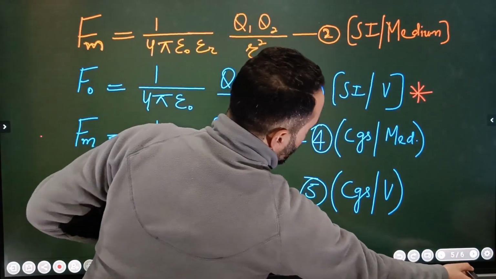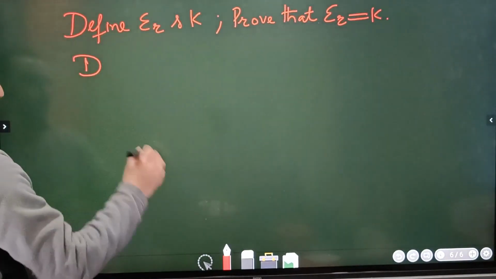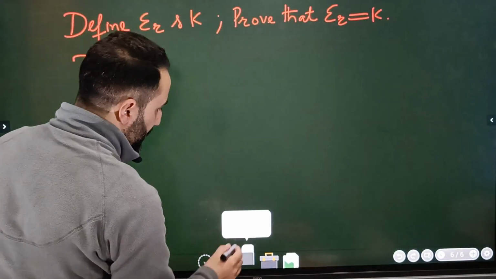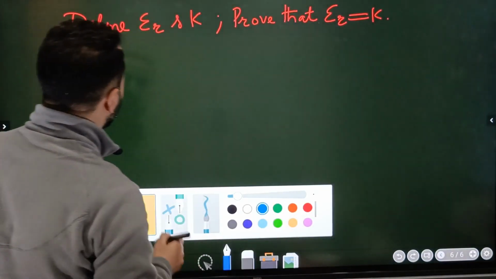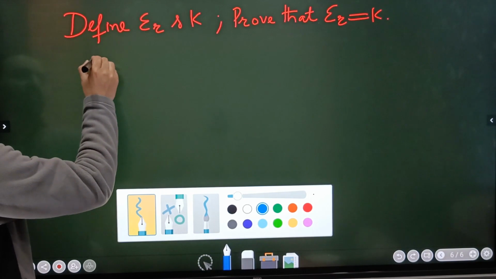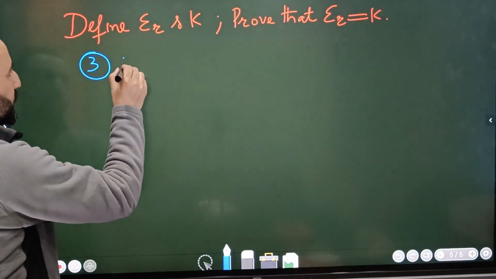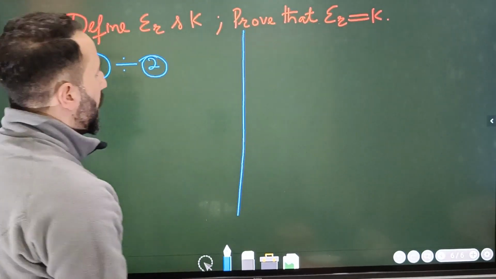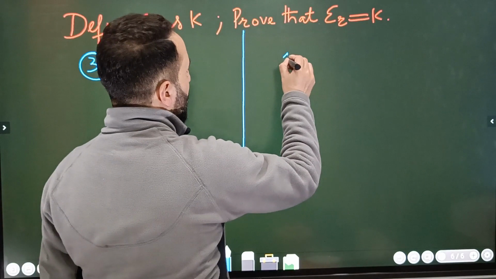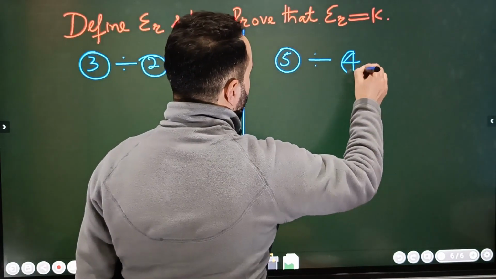I will divide equation 3 by equation 4. On one hand, I will write equation number 3 divided by equation number 2. On the other hand, I will write equation number 5 divided by equation number 4. Okay? Pay attention here, beta.